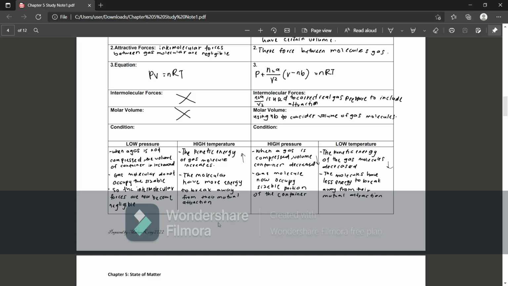For a non-ideal gas, at high pressure, when a gas is compressed, the volume of the container decreases. Gas molecules now occupy a sizable portion of the container. At low temperature, the kinetic energy of the gas molecules decreases. The molecules have less energy to break away from their mutual attraction.